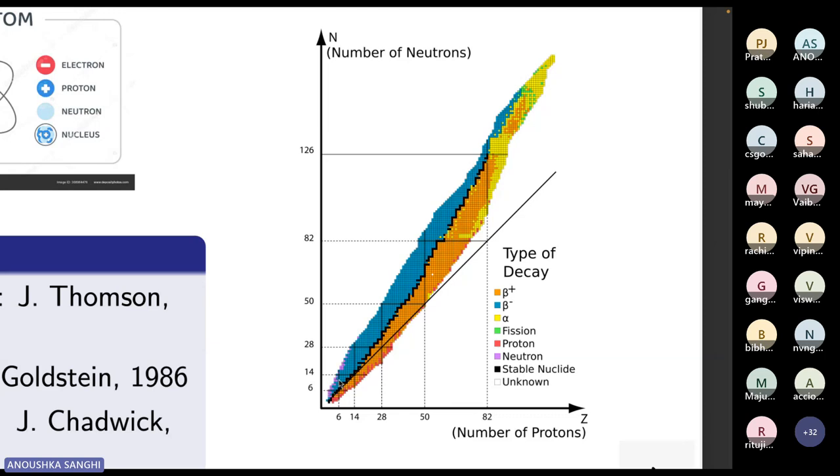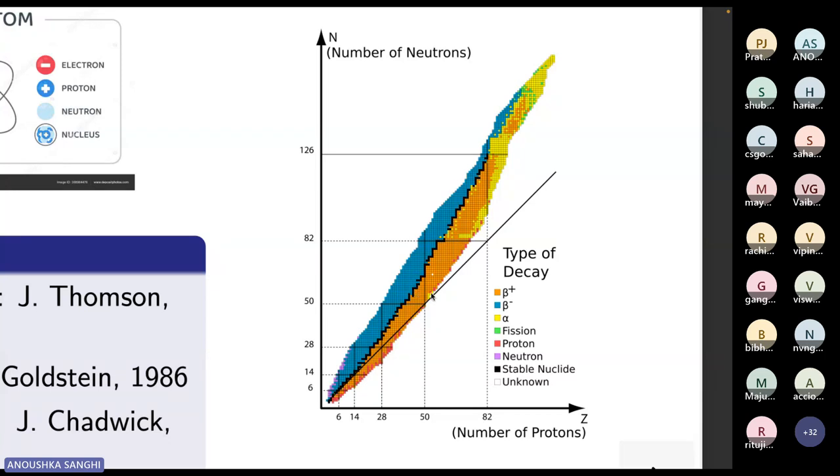Now, what happens when we increase the mass number? As we can see from this graph, as we increase the mass number, the number of neutrons starts exceeding the number of protons. There is a very good explanation for why it happens. But before that, I can also explain the things in the blue region and the orange region, which do not lie on the stability curve.